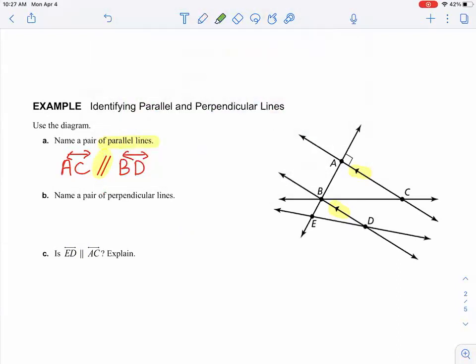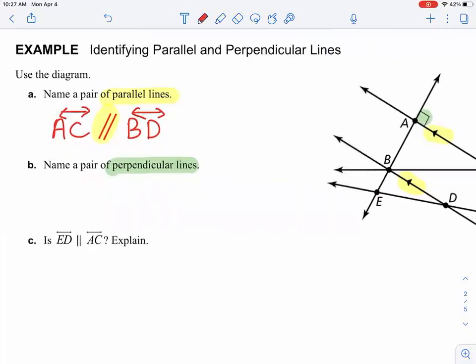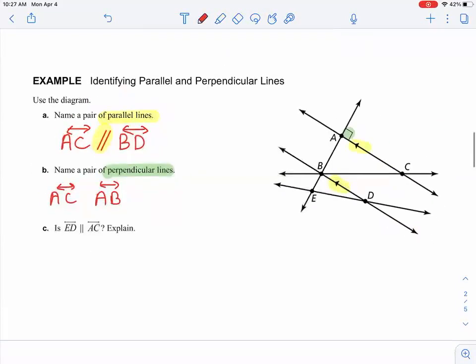All right, for the next part, name a pair of perpendicular lines. Well, if they're perpendicular, then we are looking for a right angle. So we could say that line AC is perpendicular to AB. AC and AB are perpendicular because they form a right angle there. So we have line AC and line AB.